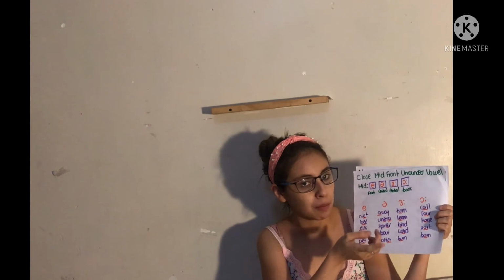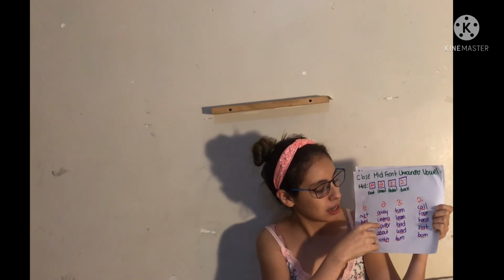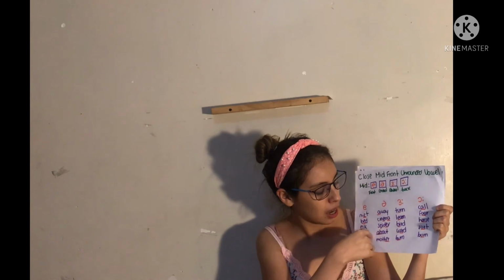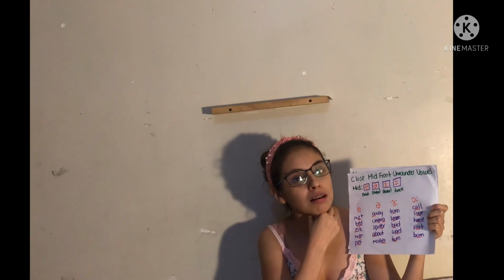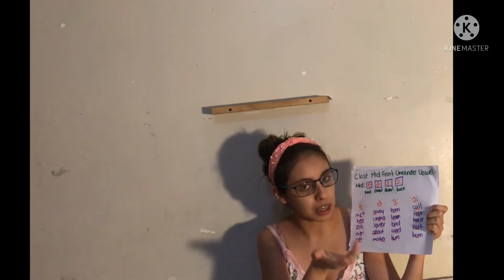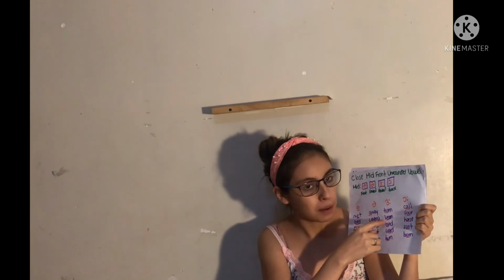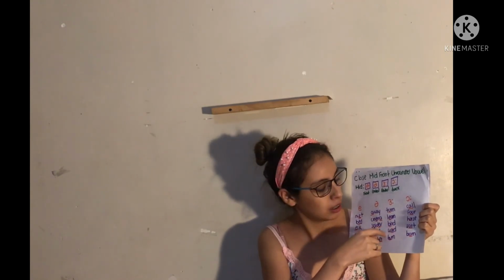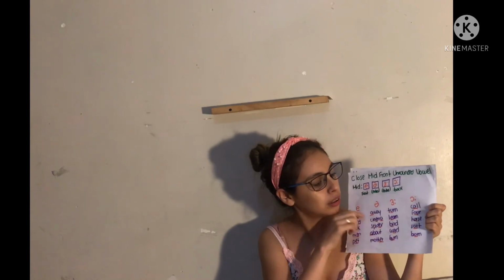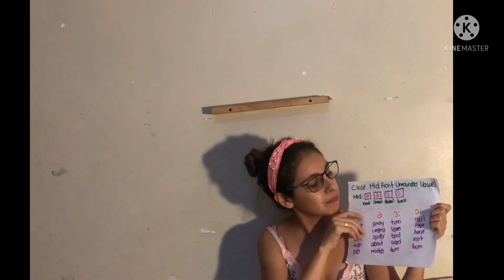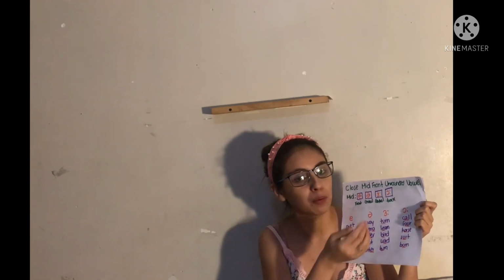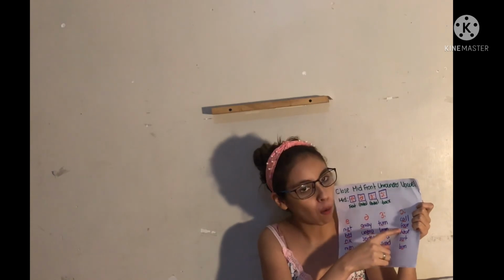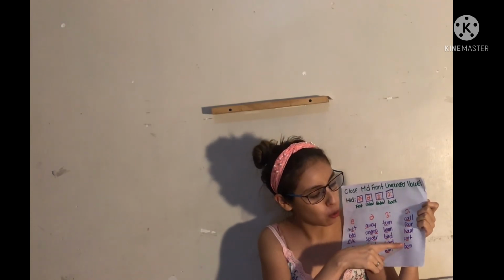For example, this: await, cinema, spider, about, mother. For example, this: turn, learn, beer, war, born. O. For example, this: call, for, horse, shore, and board.